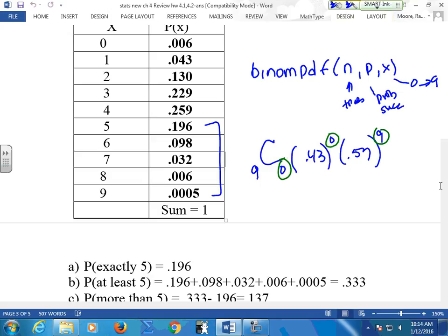I want more than 5. So why is that different than at least 5? It doesn't include 5. But my more than 5 says, well, I got 6, 7, 8, 9. These are all mutually exclusive of each other. You can't be in one category and be in another category. So you can do your adds, that's your or. You can do your adds straight through.